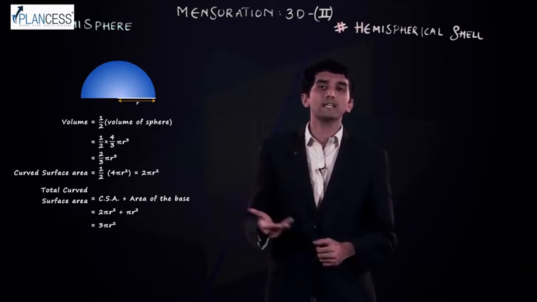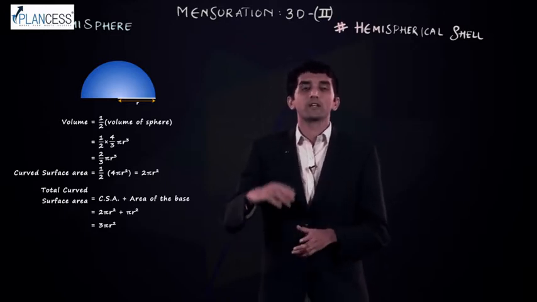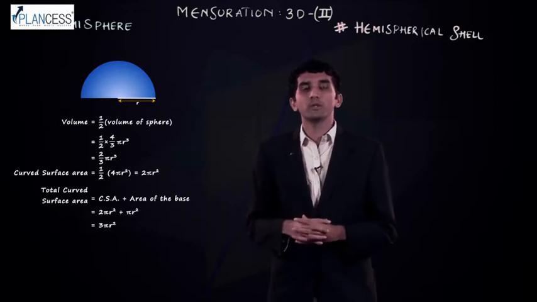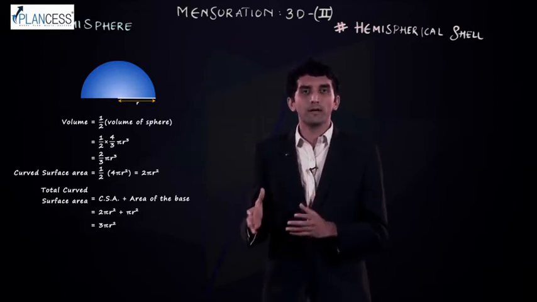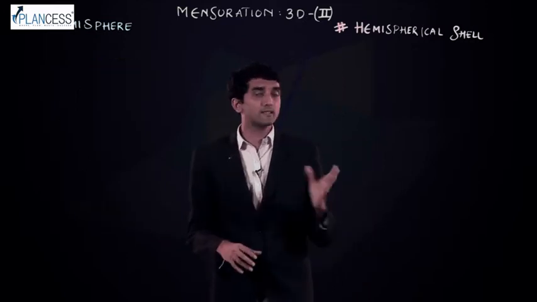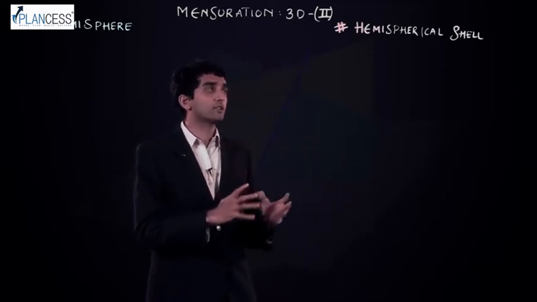And lastly, the total surface area of a hemisphere is equal to the curved surface area of a hemisphere plus the base area, which is equal to 2 pi r square plus pi r square, which is equal to 3 pi r square.